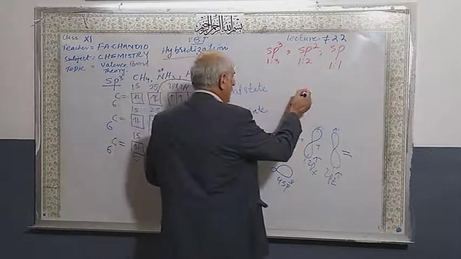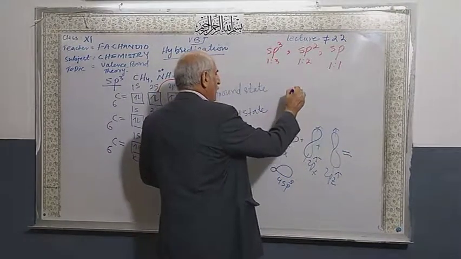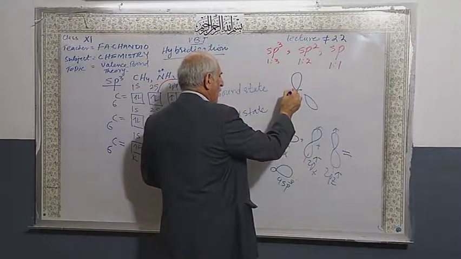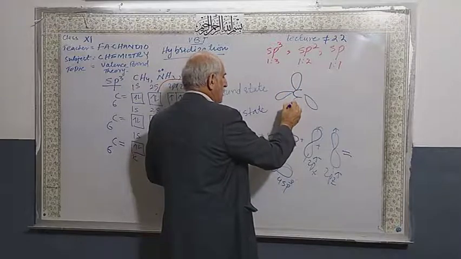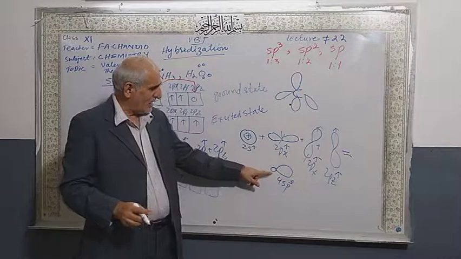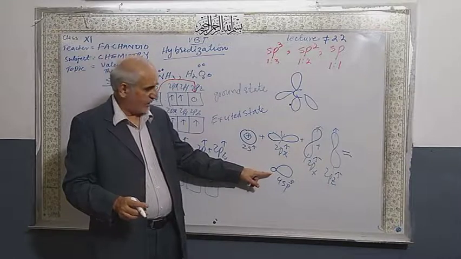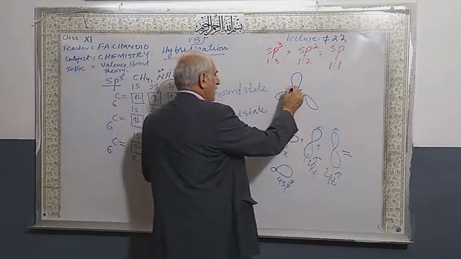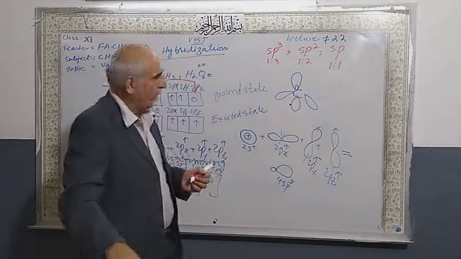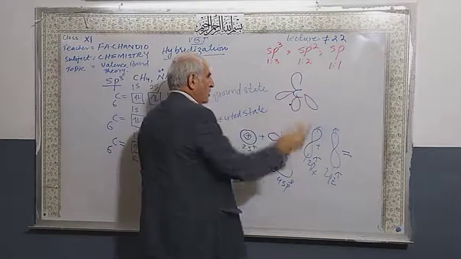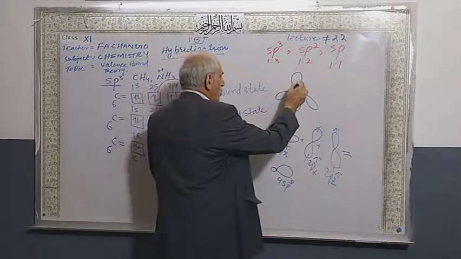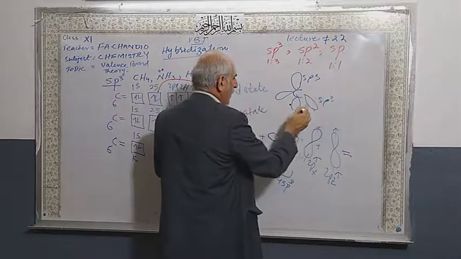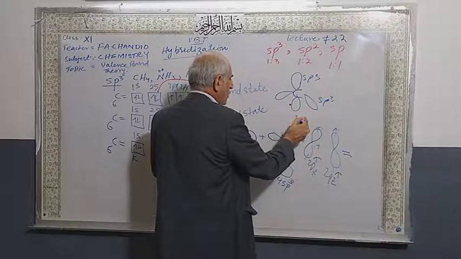Dear students, now if I draw the structure, for the sake of simplicity, according to the book, there is no need to draw this small lobe. Don't draw this small lobe. In some books it is given, like this, but if you don't draw it, okay. So this is sp3. The four orbitals point to the four corners of a tetrahedron.